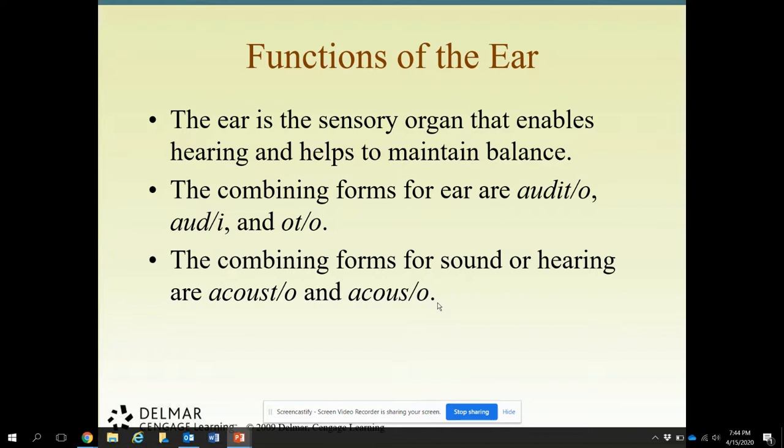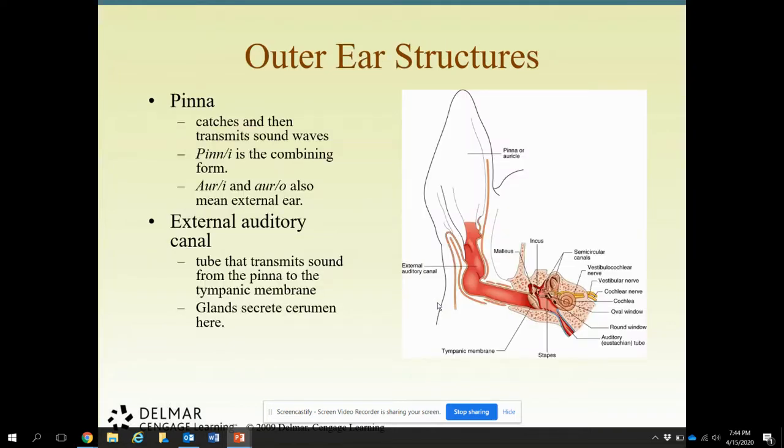The combining forms for sound and hearing, you guys have had these in your medical terminology: acousto. All right, the pinna is the outer portion of the ear, and it catches the sound waves and transmits them down the external auditory canal.